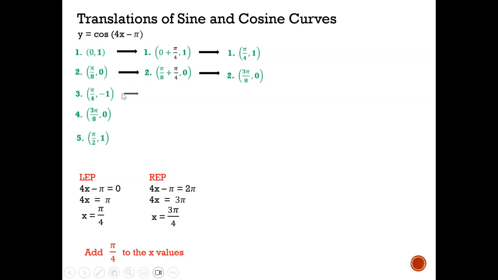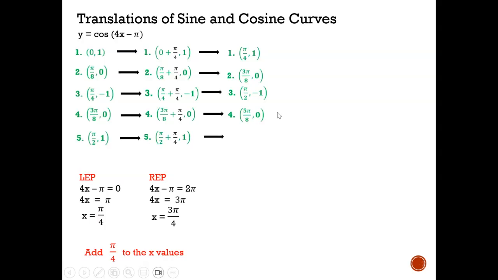Then I'm going to add pi over 4 to the pi over 4, which will give us pi over 2. Pi over 2, negative 1. Then at the 3 pi over 8, I'm going to add pi over 4, so it's going to give us 5 pi over 8, 0. Then finally, we can add pi over 4 to the pi over 2, so it's going to give us 3 pi over 4, 1. As you notice, all the y values stay the same, because if it's going to shift horizontally, the x values are the ones that are going to change. So these are my 5 key points here.